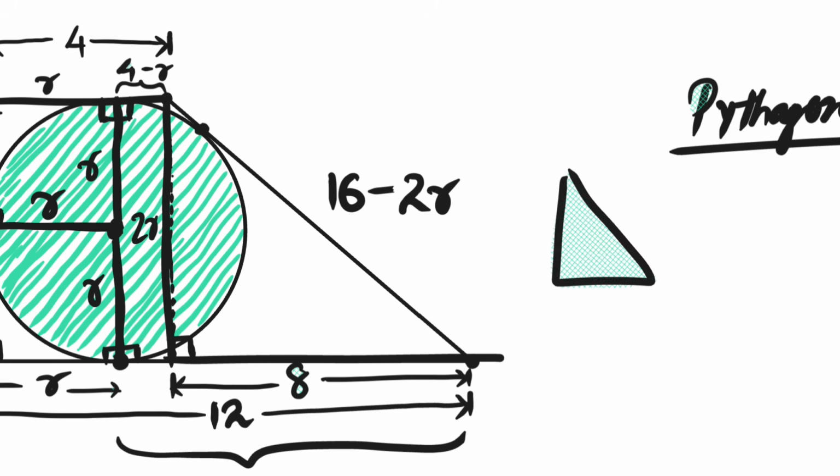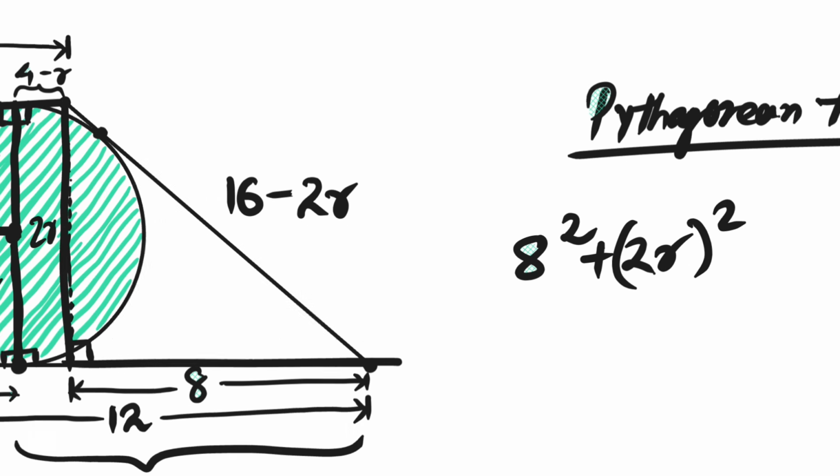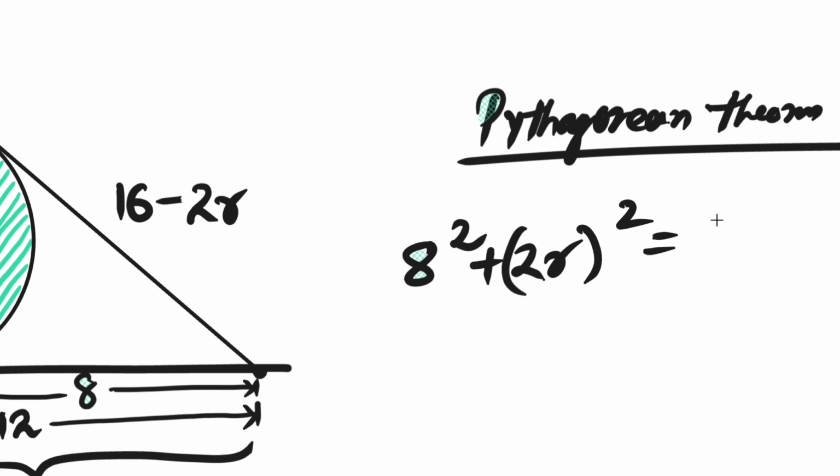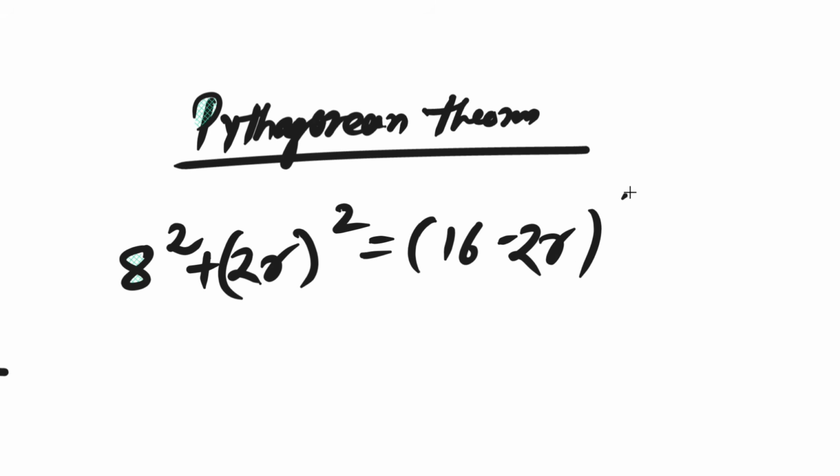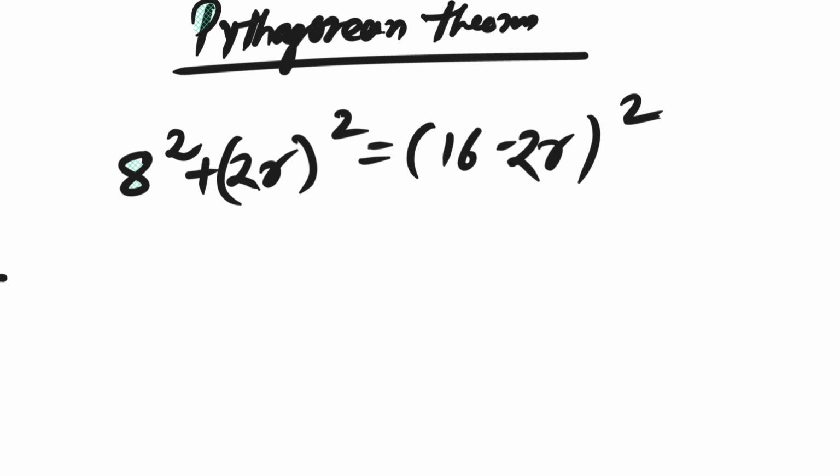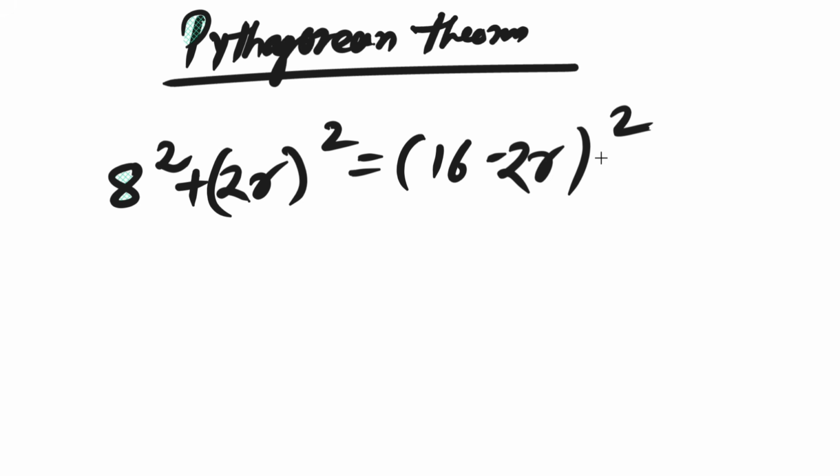So I can write 8 squared plus (2r) squared equals (16 minus 2r) squared. Now let's carefully simplify this. 8 squared is 64. (2r) squared means 2r multiplied by 2r, which gives 4r squared. So the left side becomes 64 plus 4r squared.